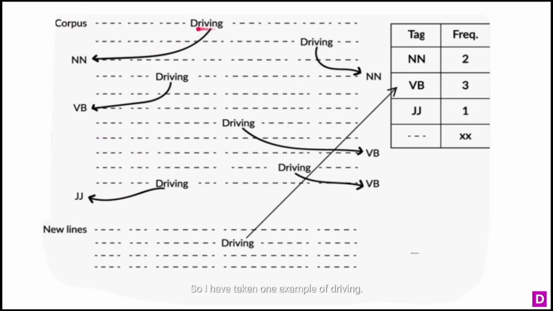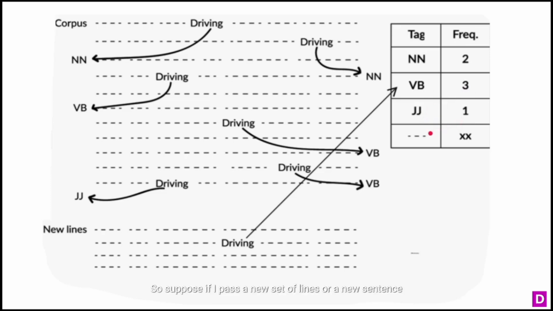I have taken one example of driving. There is a training text corpus where the word driving has appeared in different contexts. Here you could see the word driving is tagged with noun two times, and tagged with the POS tag verb three times. It is tagged with adjective in only one scenario. Now you can see this frequency and POS tag table over here. It identifies that driving is tagged with noun two times, verb three times, and adjective only one time. Then you can easily identify the behavior of the lexicon based approach in the further steps.